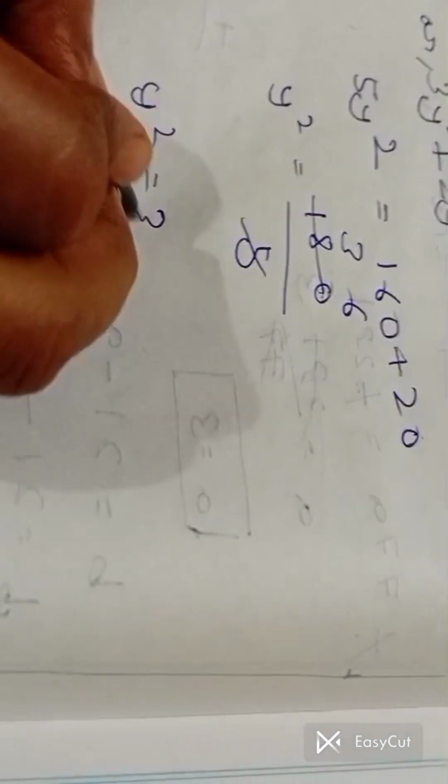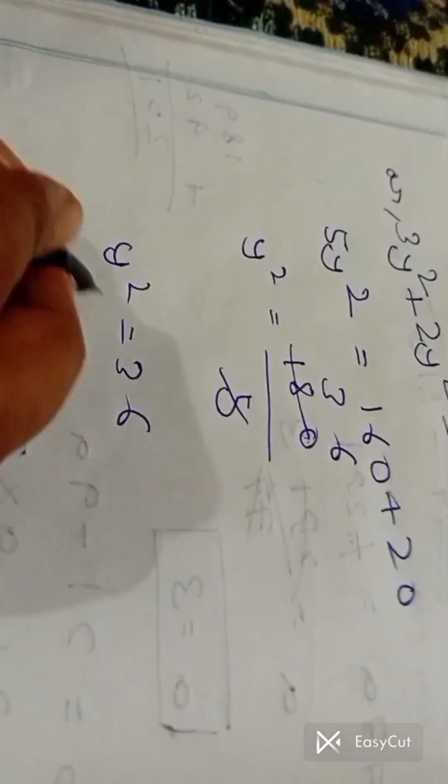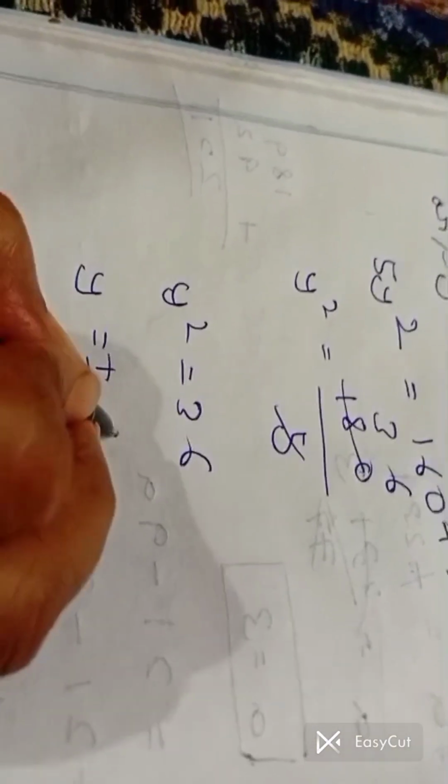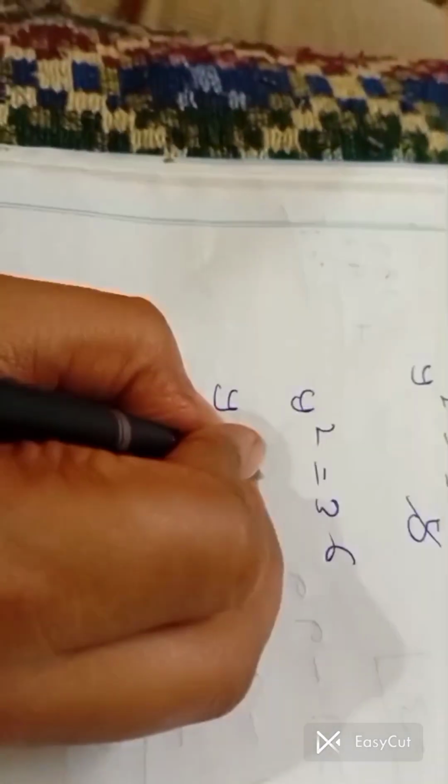So y square equals 180 by 5, and what do we get? 5 into 3 is 15, 36. So y square equals 36. And since it's y square, in order to find the value of y, what do we get? y equals plus minus 6. So this is the value. After solving the equation, we get the value of y as plus minus 6.